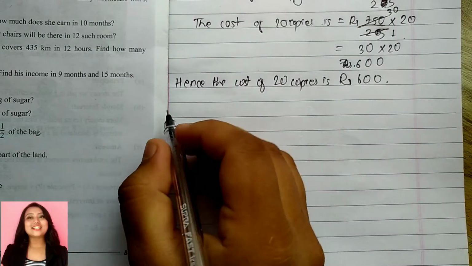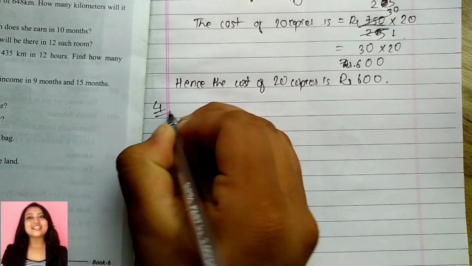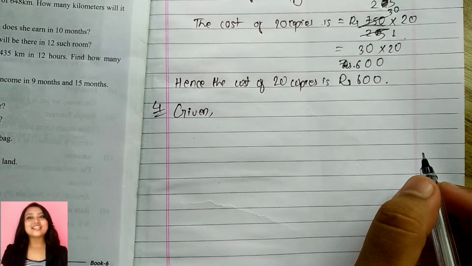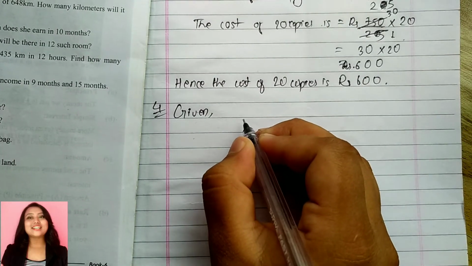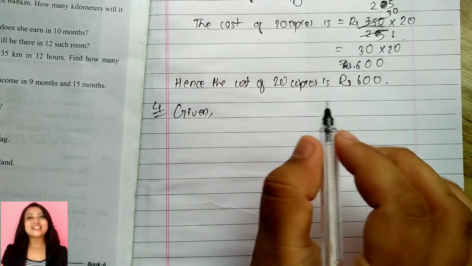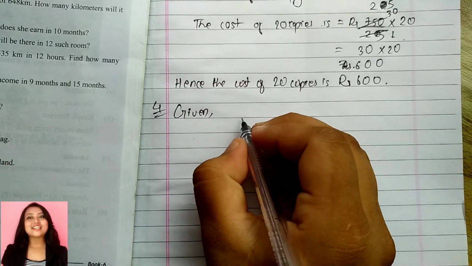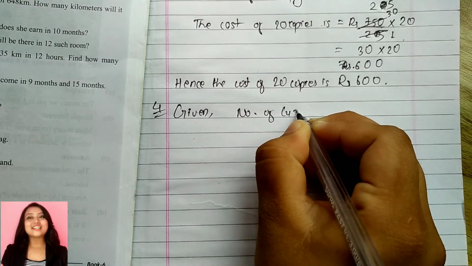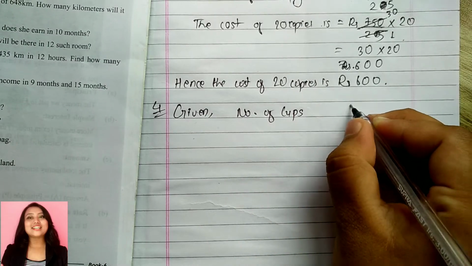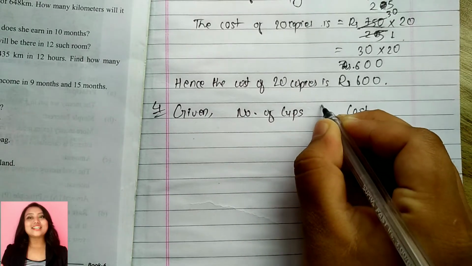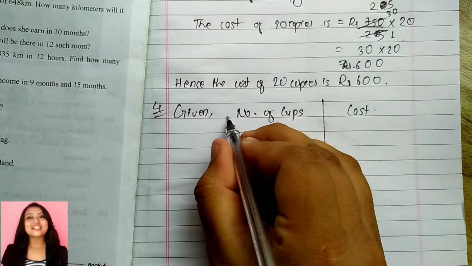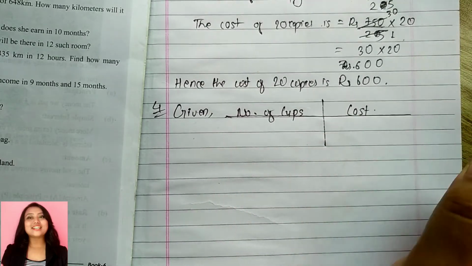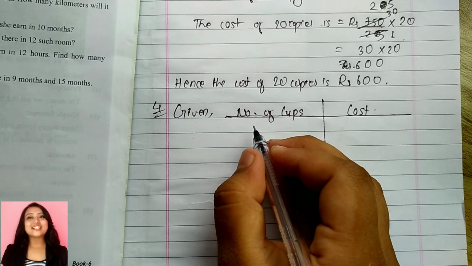So in question number 4, we have to write what is given. Now I'm using the table method, because that one is a bit easier. Whatever you feel easier, you can do it by that method. There won't be any problem. So here number of cups, and here it will be cost.